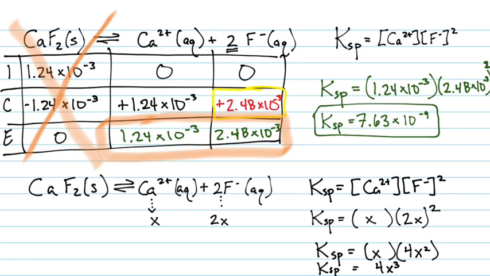So again, the 4 and the squared or the cubed stuff comes from understanding these numbers and how they're turning into the KSP. So those numbers could be different every time, but now I've actually just got a quick and easy way to solve for KSP. X is going to be the molar solubility of the calcium fluoride. So now I can just plug in the 1.24 times 10 to the negative third for X. I'll do that on the board down here.